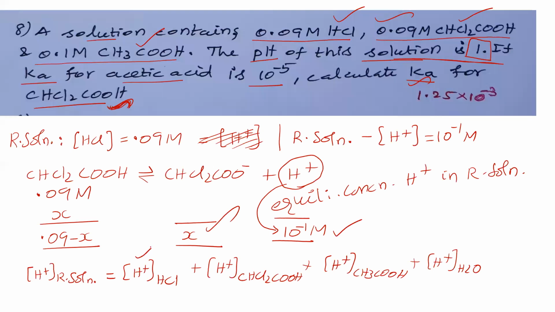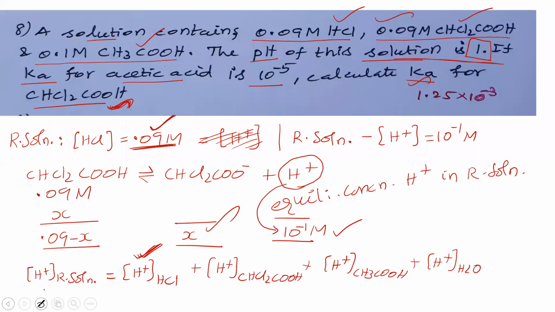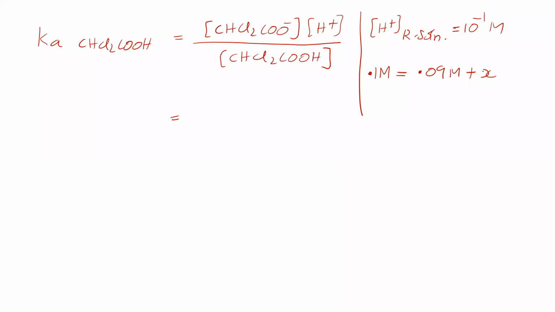So the concentration of H plus in the resultant solution is equal to, first, we substitute the H plus concentration provided by HCl. The HCl concentration is 0.09 molar. Therefore, HCl is contributing 0.09 molar H plus, then plus the H plus contribution by dichloroacetic acid. Dichloroacetic acid is dissociating X molar, therefore it is giving X molar H plus.